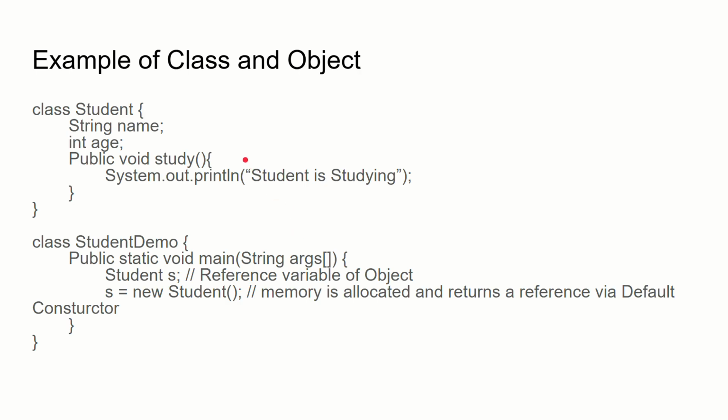So here is an example of a class and its object. So we can see there is a student class, where the keyword class starts with a small case letter c. We have two properties here, which is name and age. We have one method which is study. Now another class is StudentDemo, where we have the main method. In the first line we can see Student s. So here we are creating the reference variable for object, and then s equal to new Student. This is the actual instantiation of object, and it is actually allocating memory and returning the reference via default constructor.